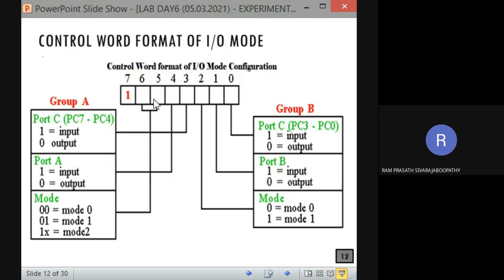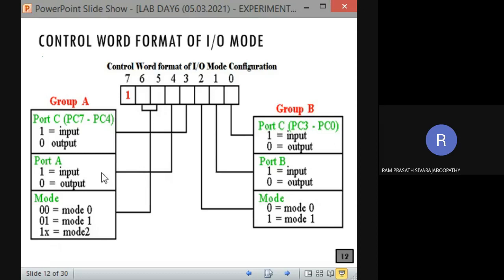If you substitute 00 in these two bits, what happens? It is configured in mode 0. Correct? Yes or no? If bits 6 and 5 are 00, port A gets configured in mode 0. Why 2 bits? We have 3 modes of operation, so we definitely need 2 bits. If 00, mode 0; if 01, mode 1; and if 10 or 11, whichever it is, mode 2. Fine. These 2 bits will configure only the mode of operation. What about the purpose of the next bit?